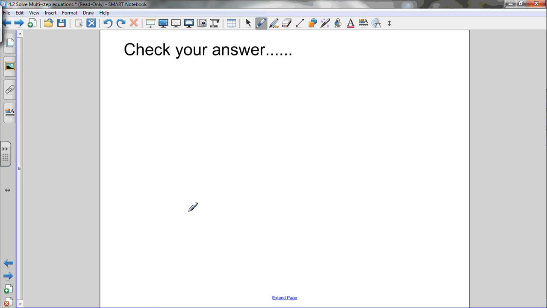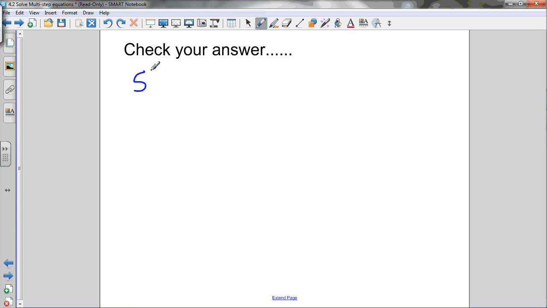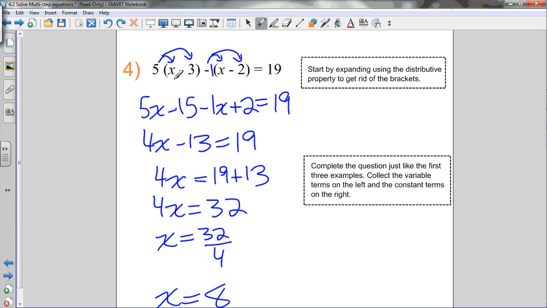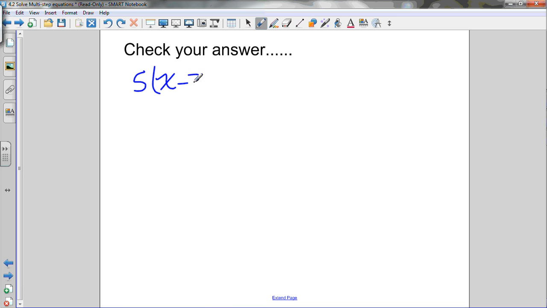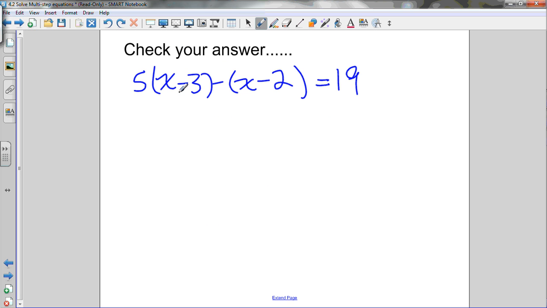So let's go ahead and actually check our answer for this one. Because it was a lengthy question, let's make sure that we did all the steps right. So let's see if 5 times x minus 3 minus x minus 2 equals 19 if x is 8. Okay, so let's check. If x is 8, does the left side of this equation equal the right side?